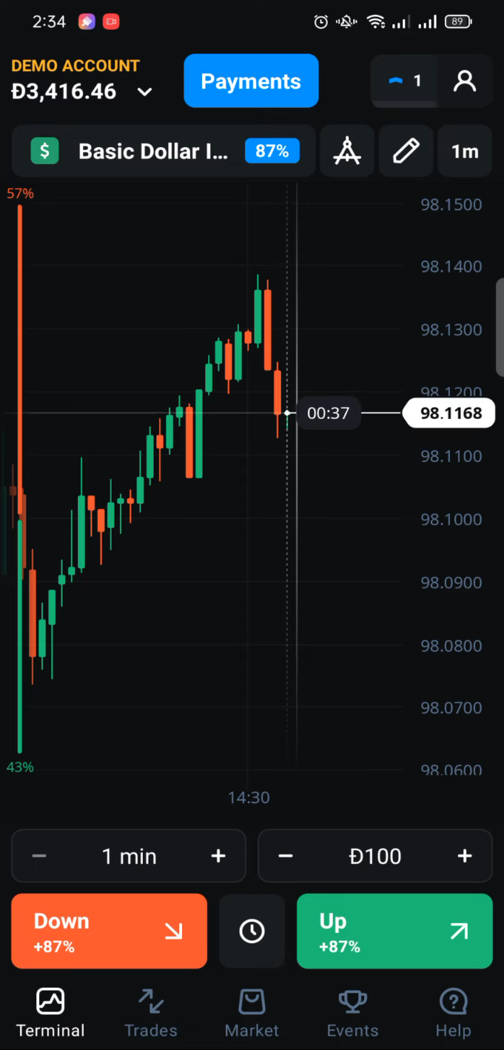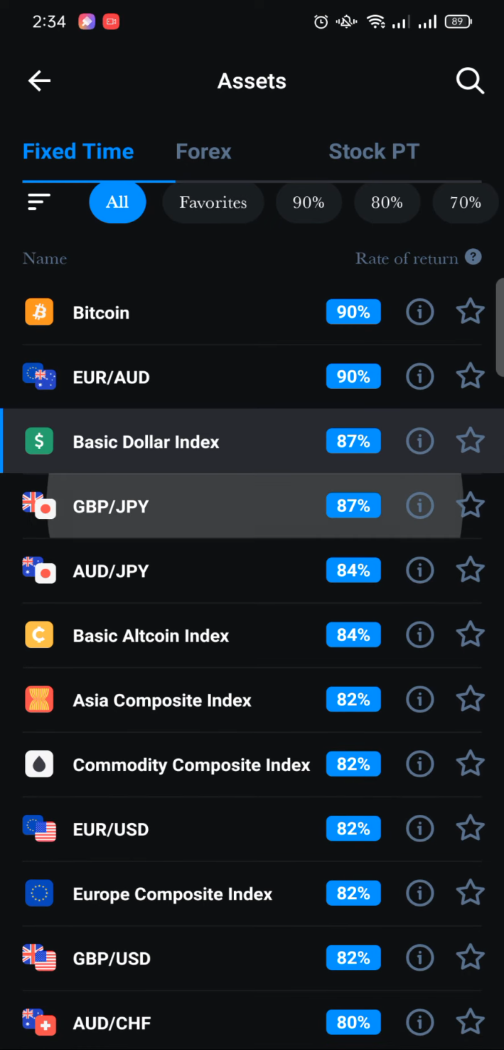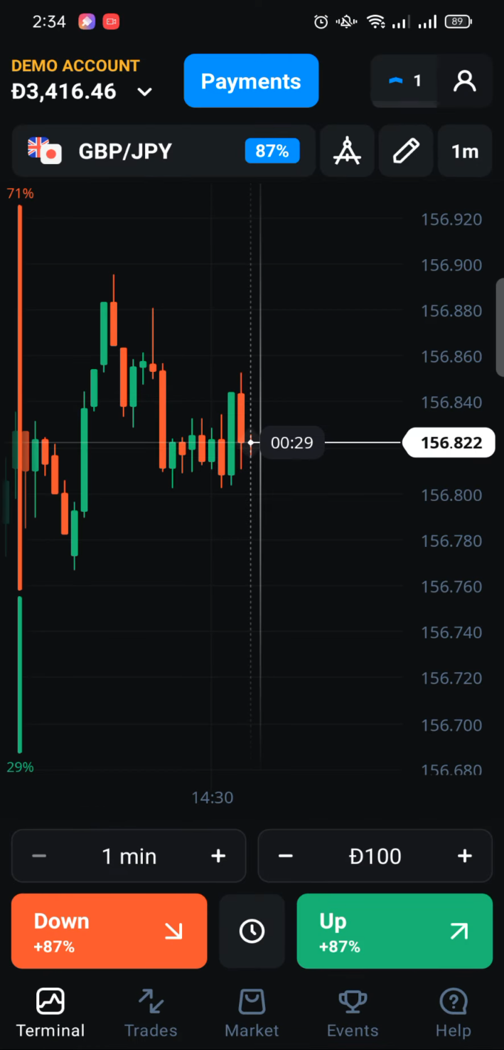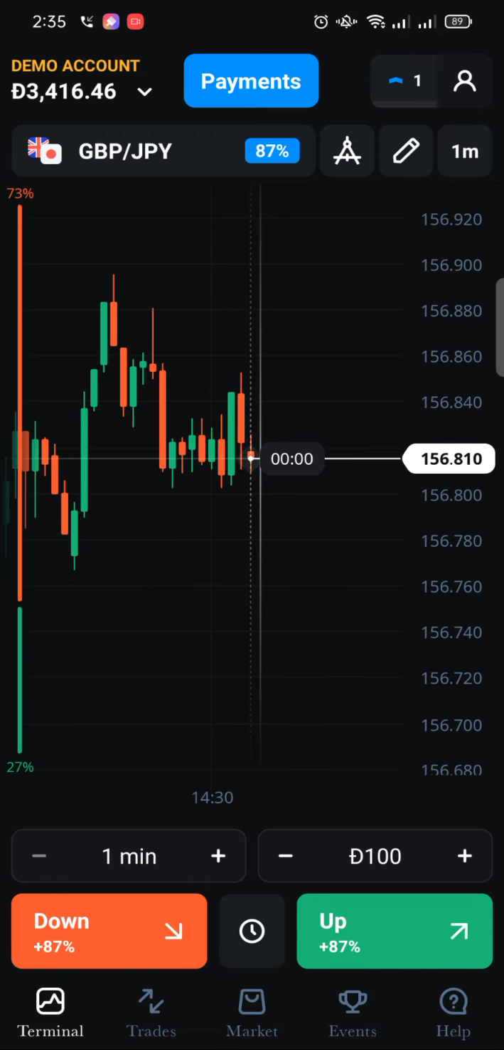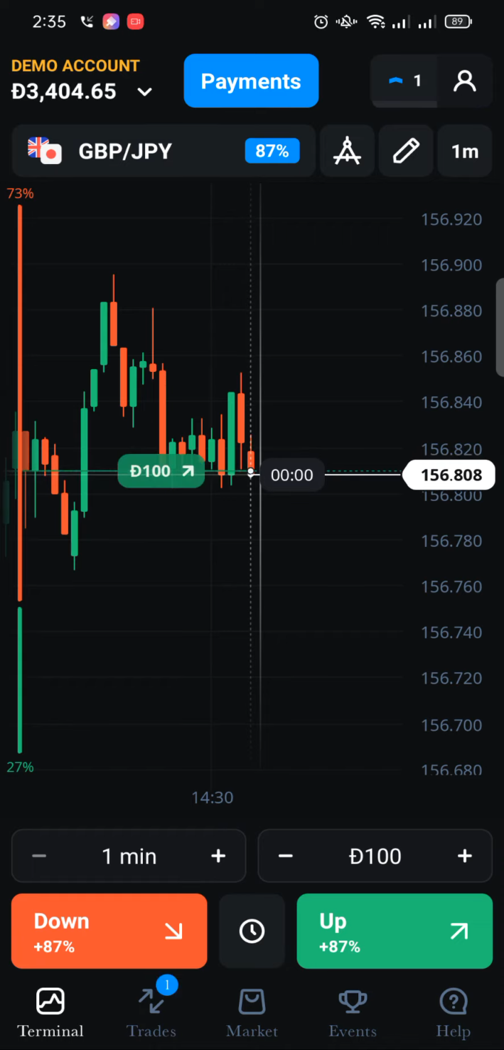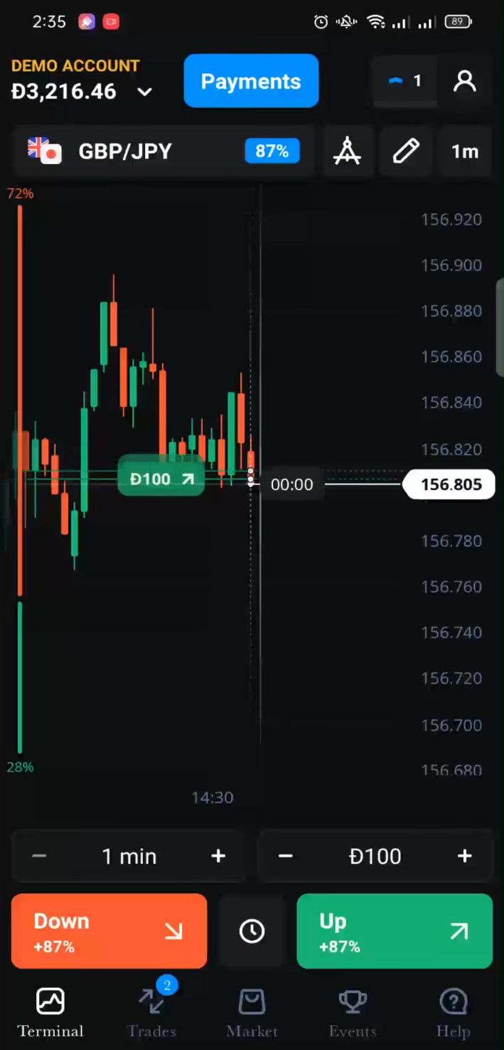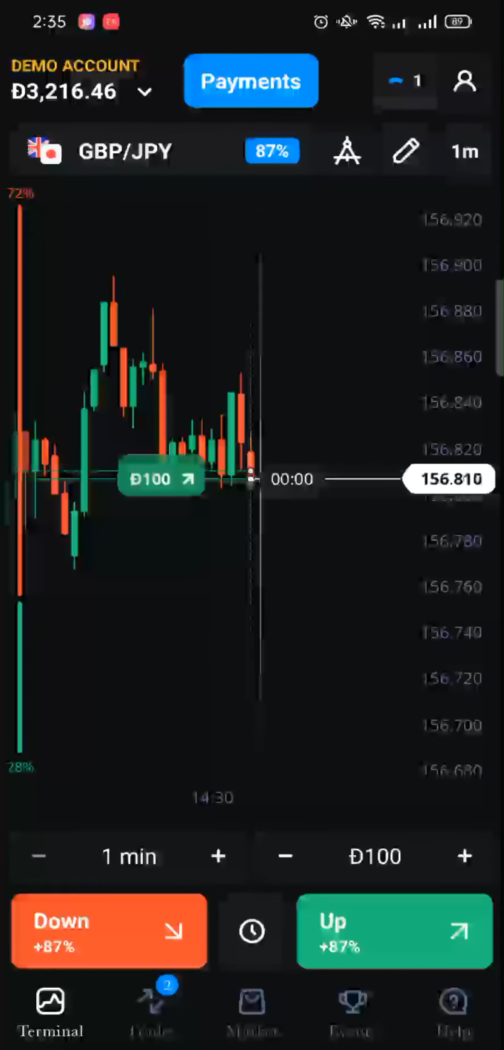Let's leave that. Let's see what GBP JPY has to offer. We are with GBP JPY, and let's go for buy. I've just placed multiple buy trades because I feel like doing it.